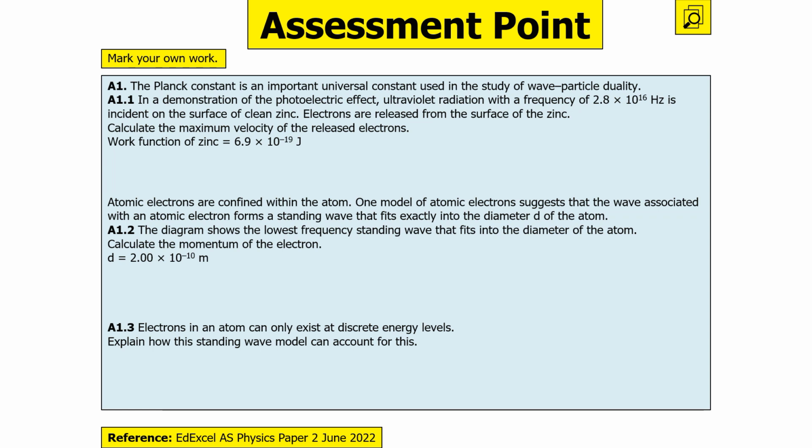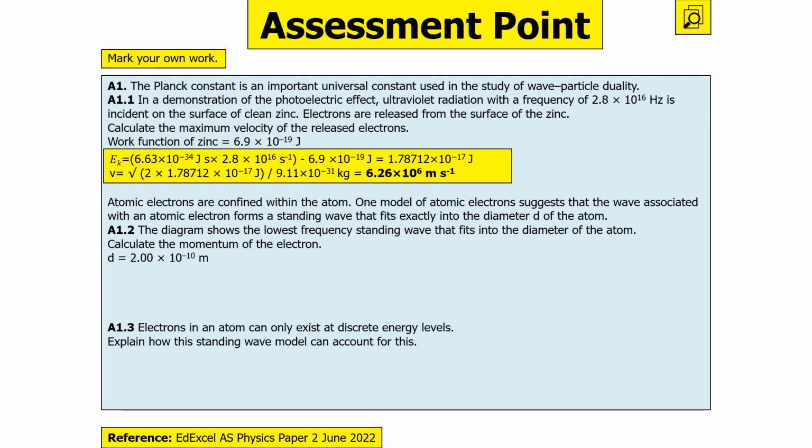Right, in this one, you can say, what's the kinetic energy? Well, the kinetic energy is going to be equal to the energy of the photon, which is hf. So you've got f in the question, 2.8 times 10 to the 16, times Planck's constant, minus the work function in joules, which we're given to be 6.9 times 10 to the minus 19. So we've got our kinetic energy. We're going to then say v equals the square root of 2Ek over m. Just rearrange the kinetic energy equation. We know the mass of the electron. We use the mass of the electron because it's the electron's kinetic energy we've got, so therefore it's 6.26 times 10 to the 6 meters per second.